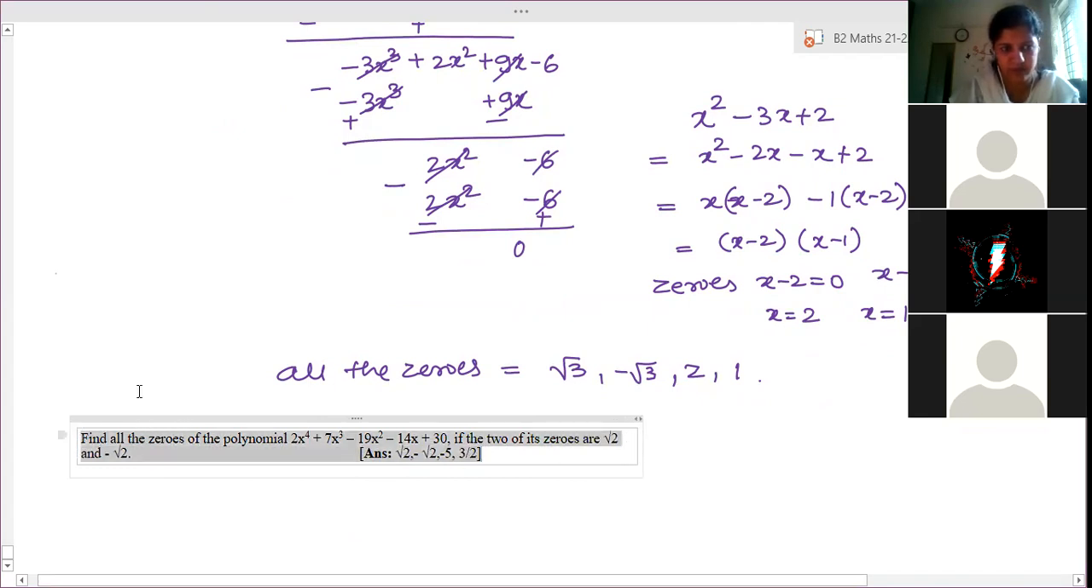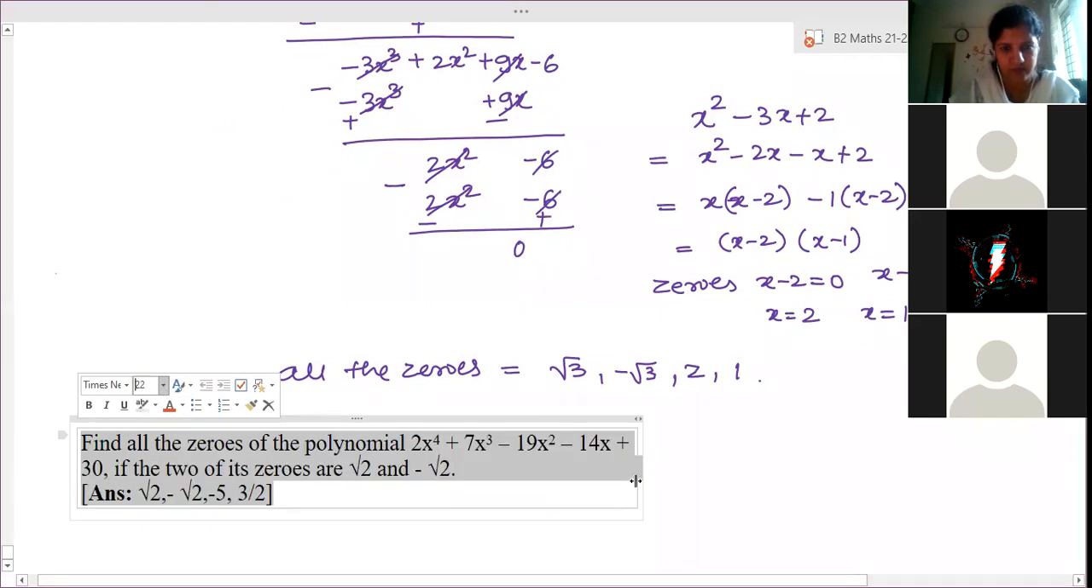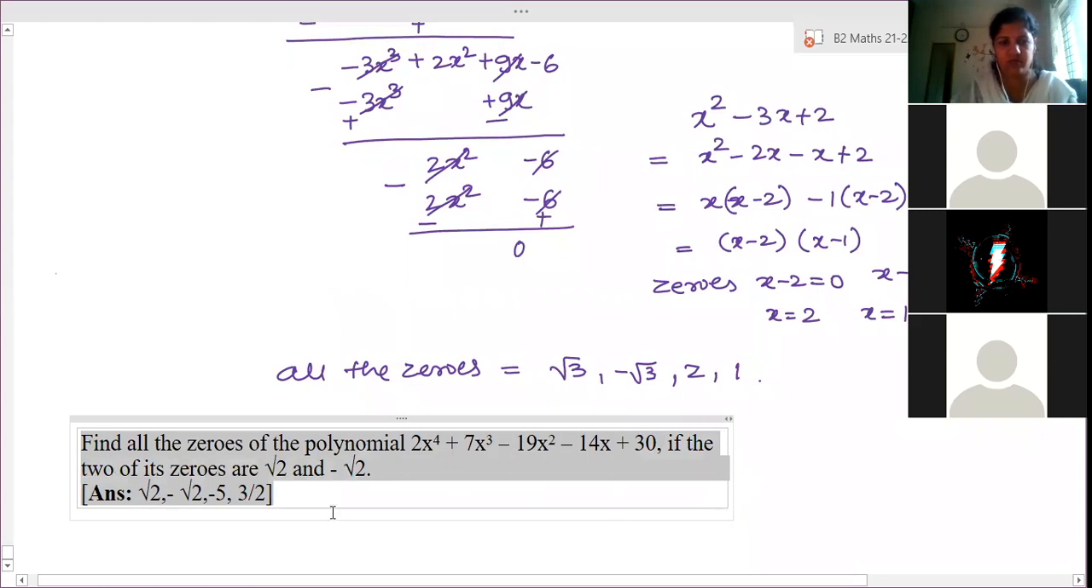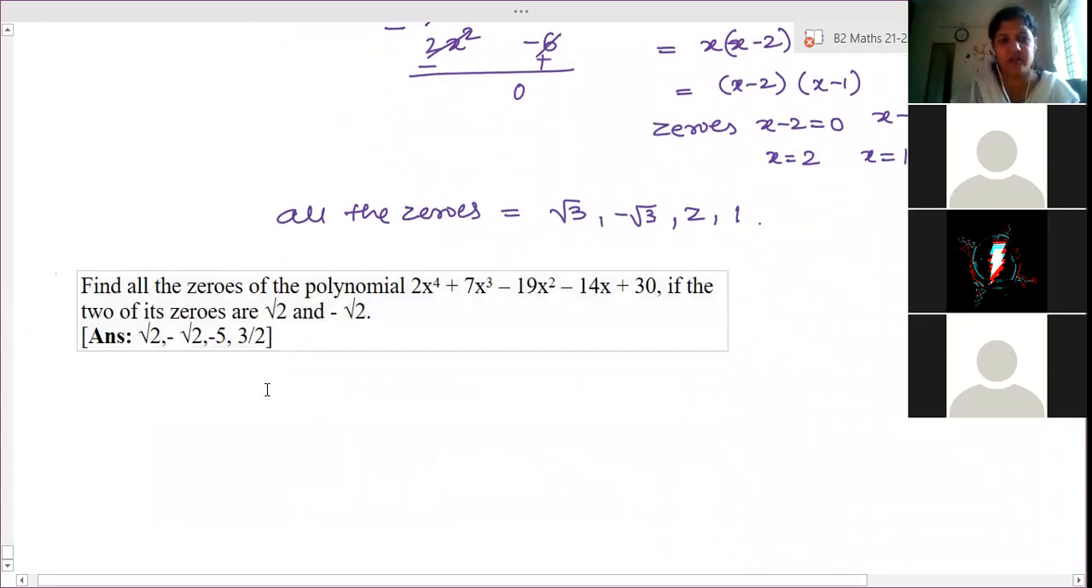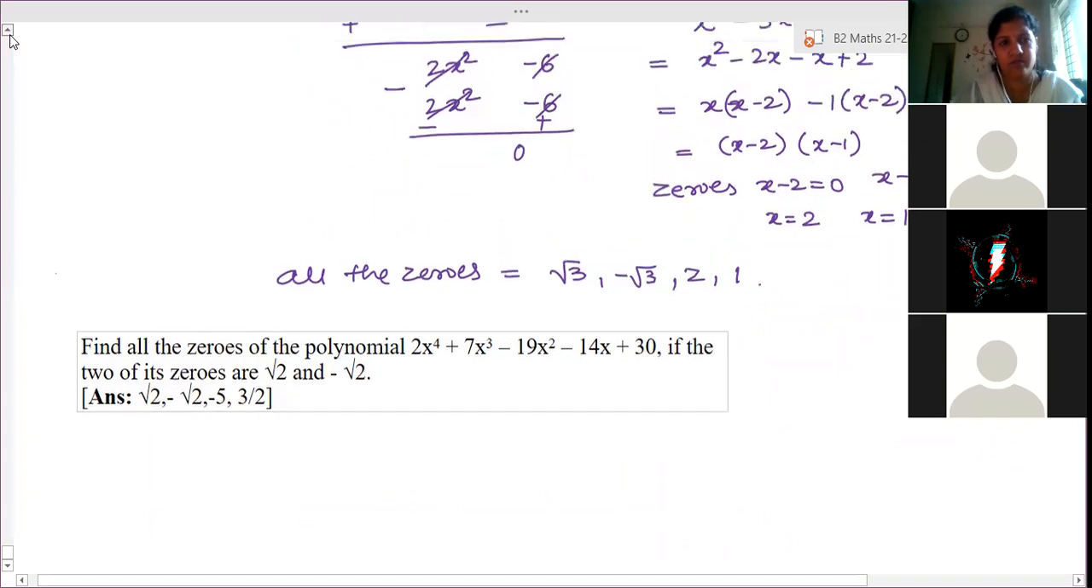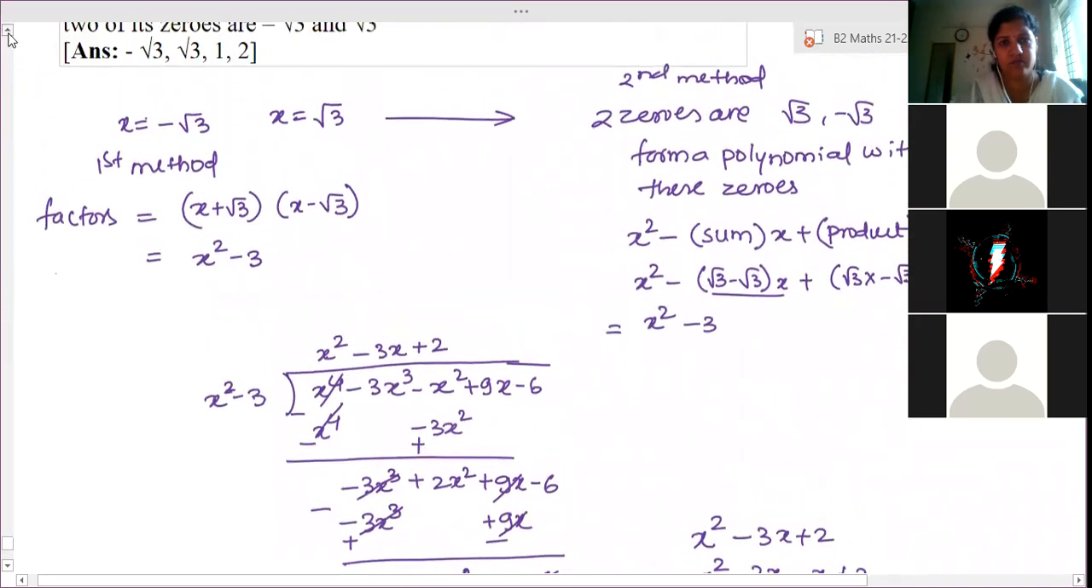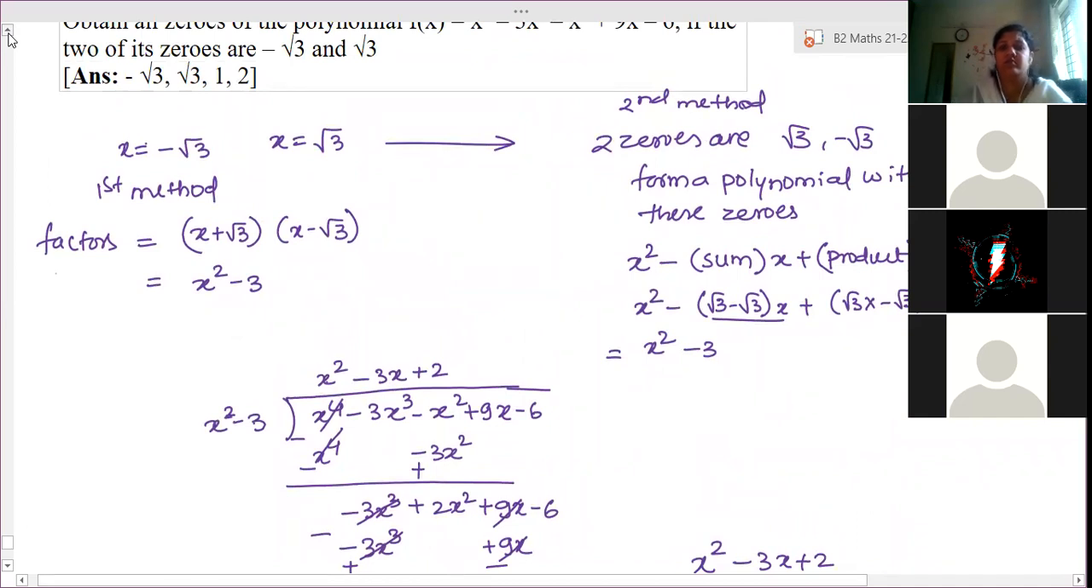Ma'am, when we are forming the quadratic polynomial, should we mention anything? No, directly write that the zeros are root 2 and minus root 2. So factors is equal to, and then polynomial is equal to. Or if you are doing it with the second method, then polynomial is equal to. Okay, ma'am. Ma'am, could you show the first part of 66? Okay, ma'am, got it. Thank you.